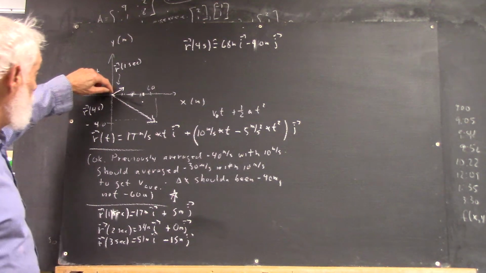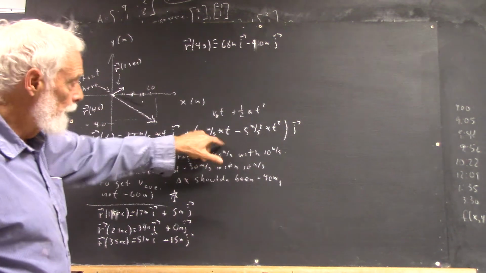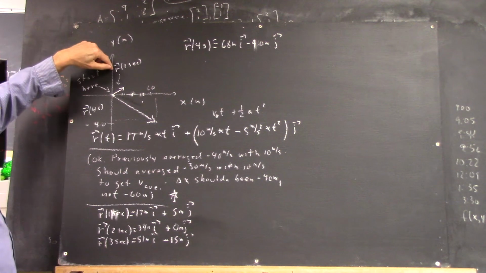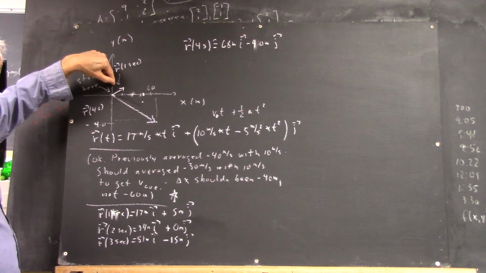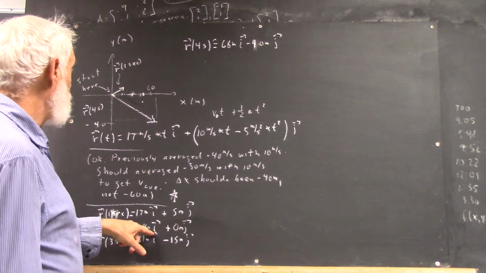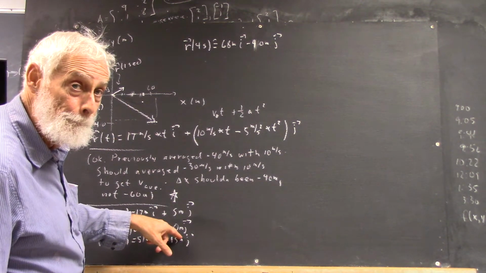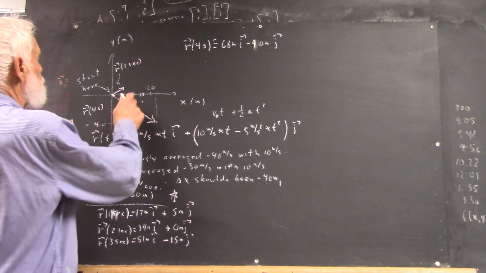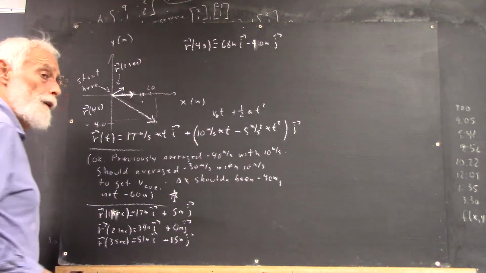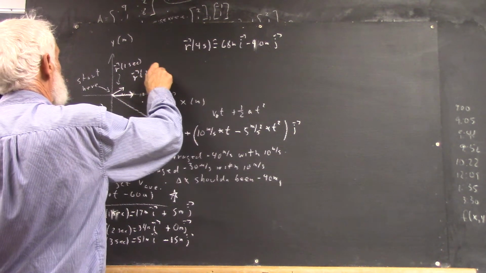Now I've already drawn the r vector for 1 second because I made a mistake earlier. I didn't multiply this thing by t. And you know, we drew this, okay? So now picking up with this r vector, it's 34 meters times i plus 0 meters times j, right? There it is. There's r of 2 seconds.